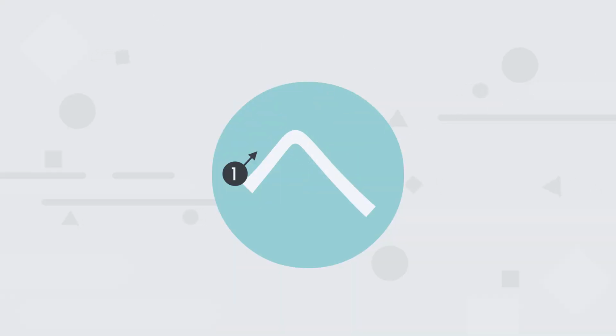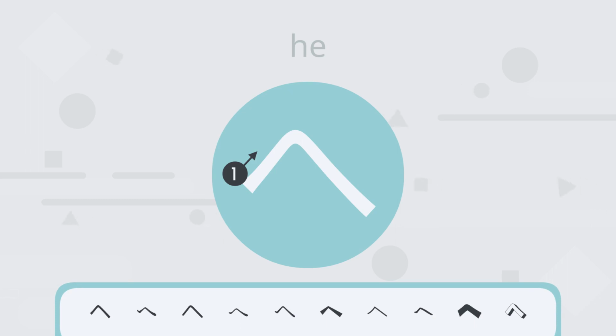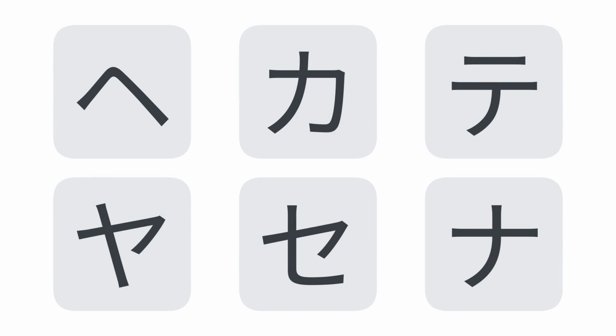The next character we'll learn is he. He. Note that the Katakana character he looks almost identical to the Hiragana character he. Which of these characters is he? He.